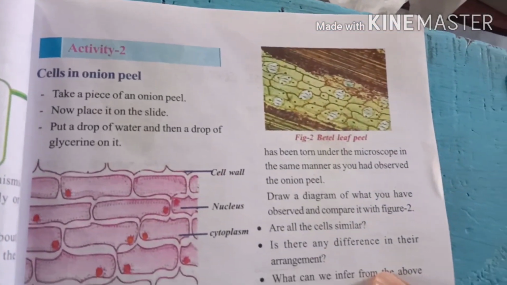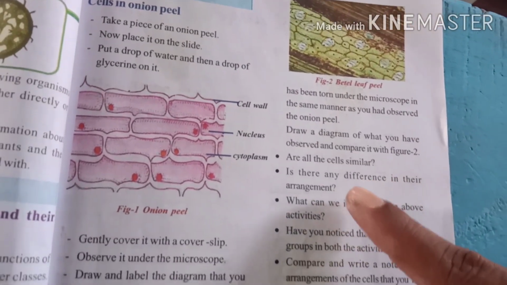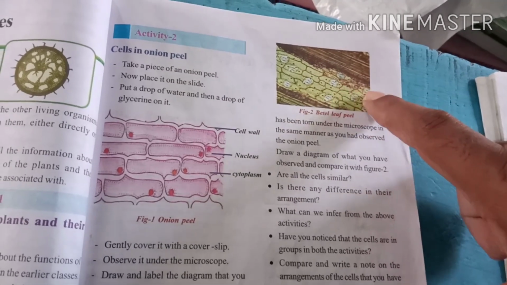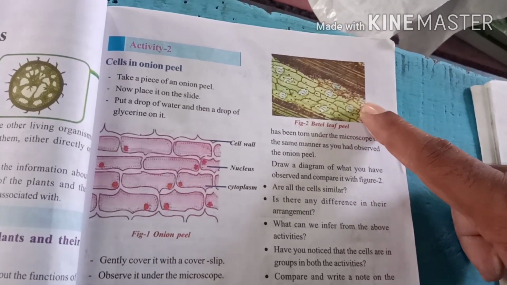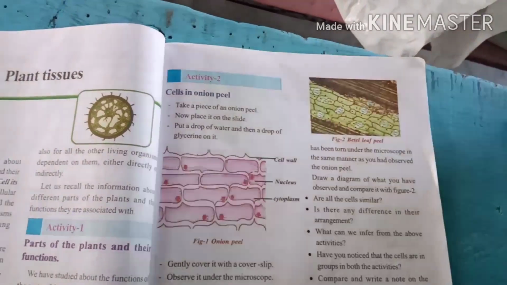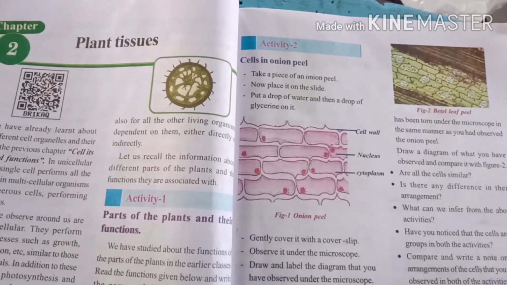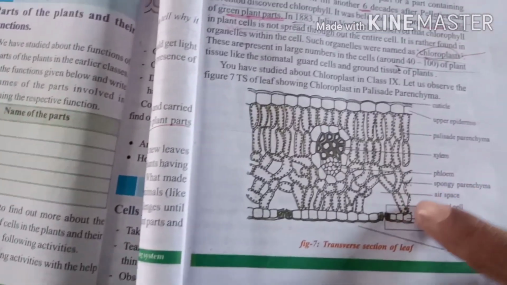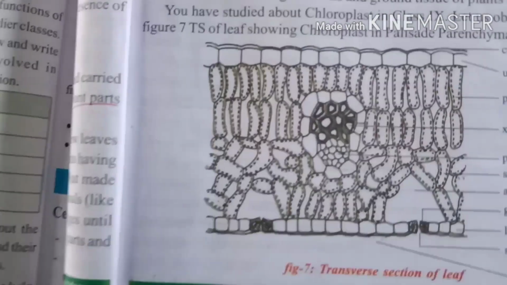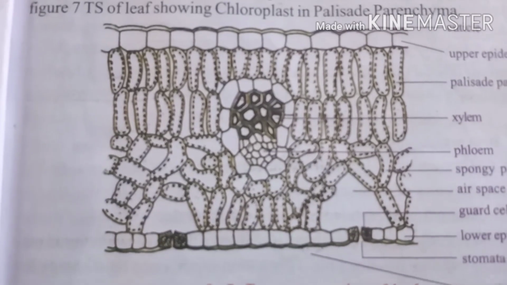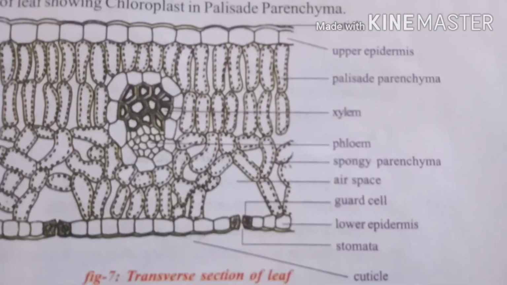They are asking questions based on this information. Are these cells similar? No, they have different structures. For example, when we observe the T.S. of a leaf in 10th class, we have different structures for different functions. See, this is the 10th class T.S. of a leaf. So when we observe the T.S. of a leaf, we have different parts for different functions.